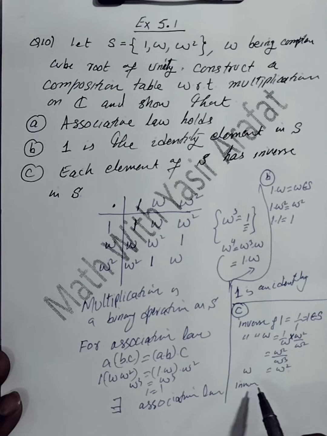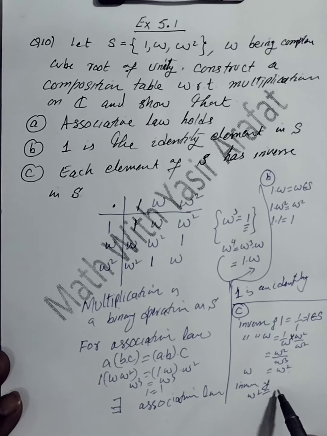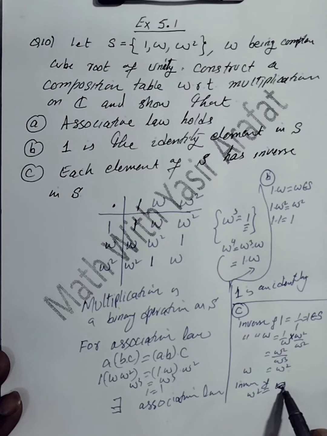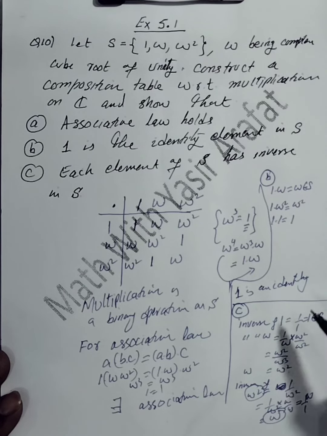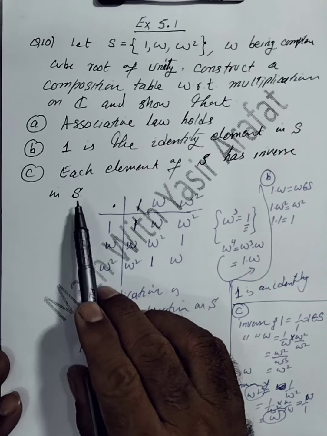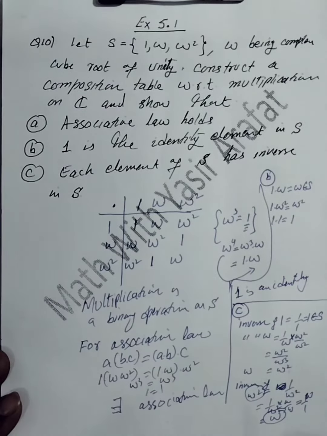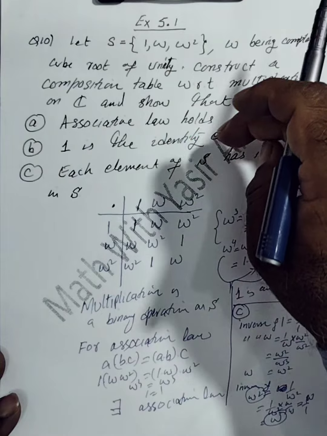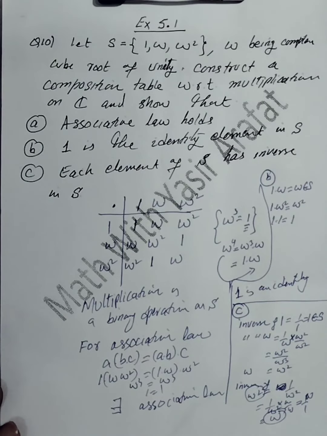And the inverse of omega square is 1 upon omega square. So when we multiply and divide by omega, it is equal to omega over 1, that means omega. So the inverse of omega square is omega. So each element of S has an inverse in S. So the C part holds here. That means these three conditions A, B, C are valid in this question.